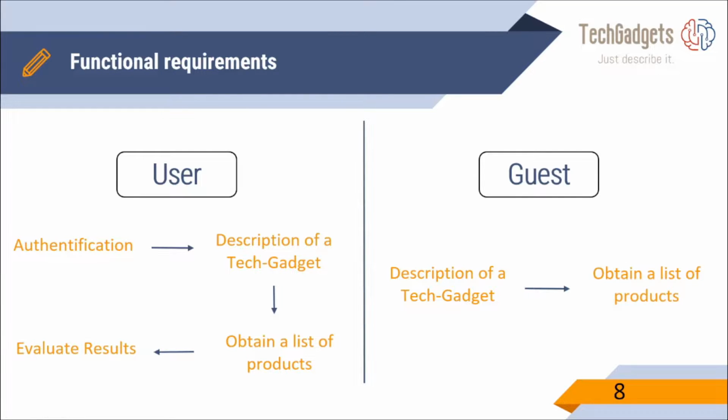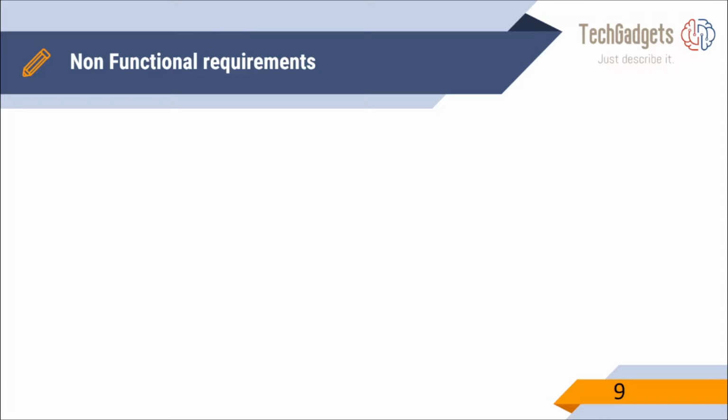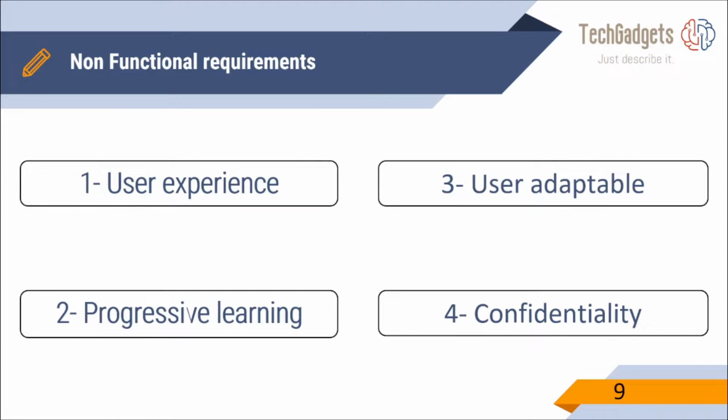So for non-functional requirements, we mainly focused on the user experience and progressive learning. Our model will be learning from user feedback. The third point is user adaptability. The platform should adapt to the user based on history, and of course, we are going to make sure that our users' data is safe and secure.